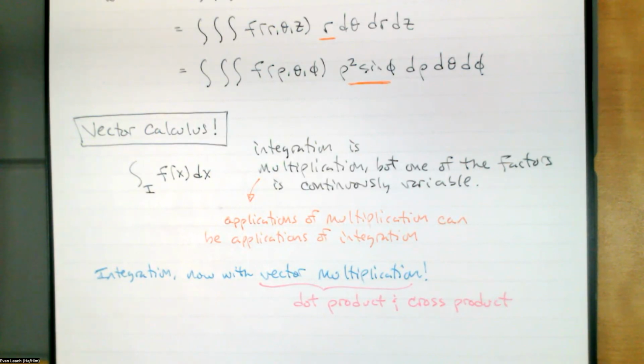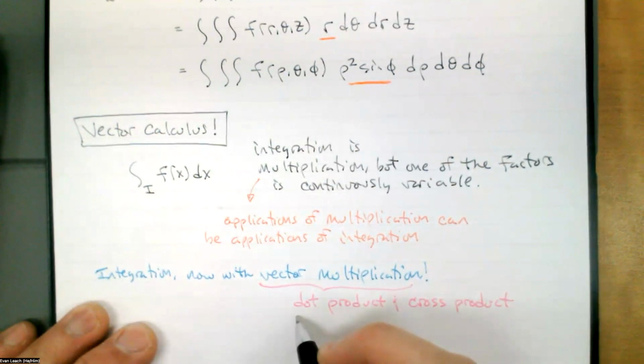So what we're going to start looking at is integration and differentiation, but now with vectors. What kind of vector multiplication do we have? We have dot product and cross product. To figure out where we can apply integration to dot product and cross product, we have to make sure that we understand what dot product represents. We have to make sure that we can interpret dot product and cross products.